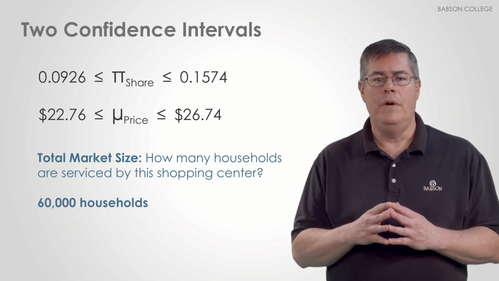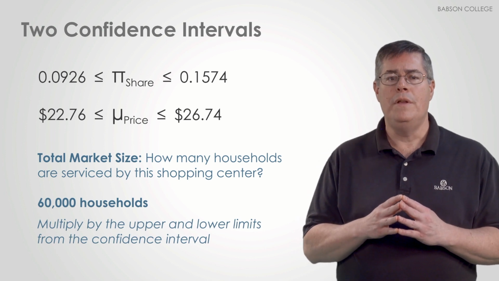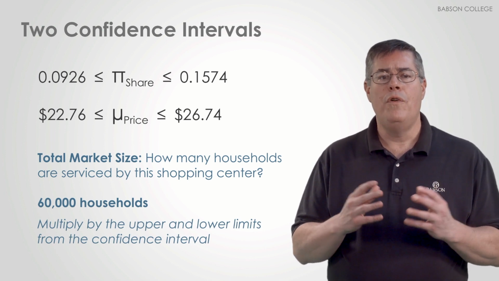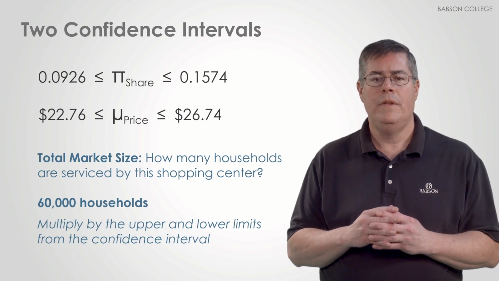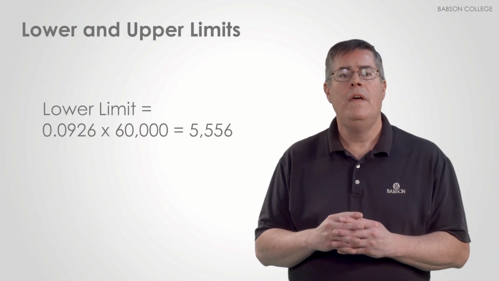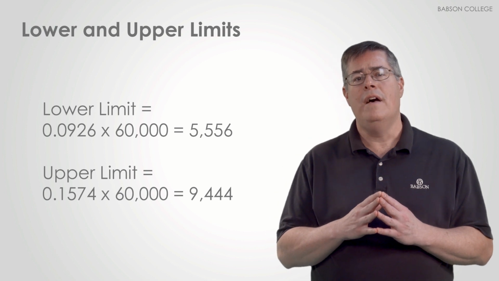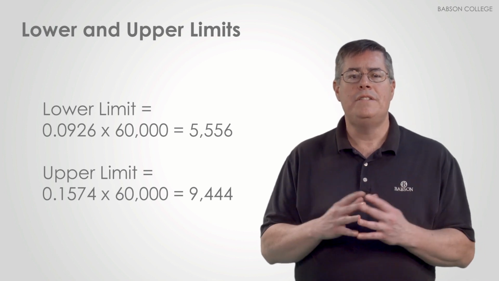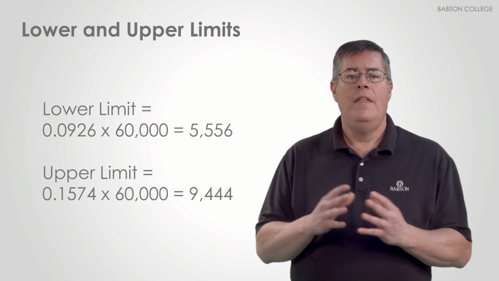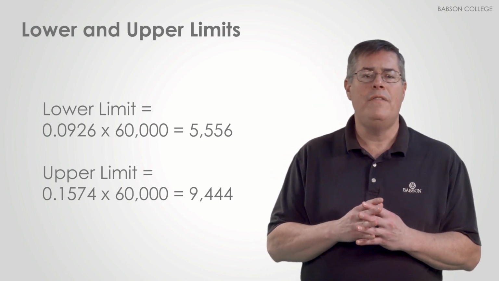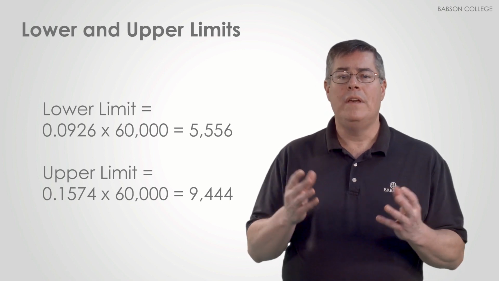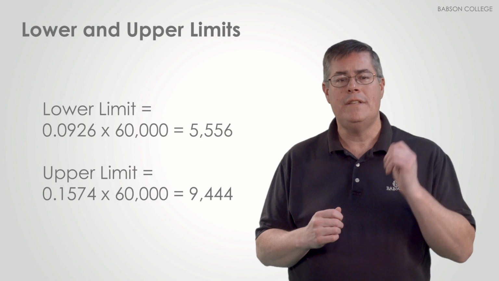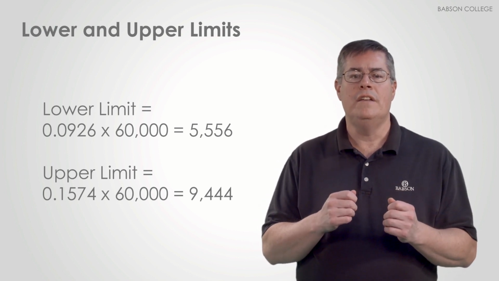Now we can take that number and multiply it by our lower and upper limits from our confidence interval for the proportion to show how many people would be interested in purchasing our product. Here, the lower limit works out to be about 5,500 people, and the upper limit is a little bit more than 9,400. So we can now say that we are 95% confident that we should sell between 5,500 units and 9,400 units.